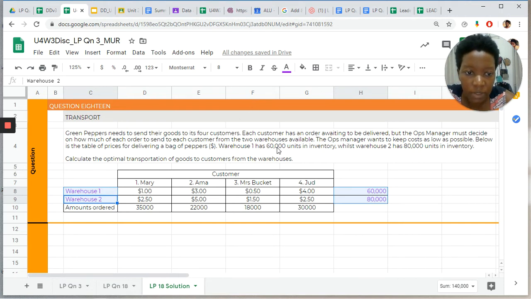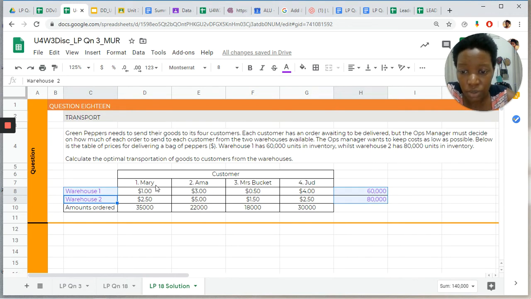Okay, now each customer has an order waiting to be delivered. This is as per the question. But the ops manager must decide on how much of each order to send to each customer from the 2 warehouses available. So it's possible that you could send to your customer from both warehouses if that's the optimal thing to do. So we could split Mary's order and send some from warehouse 2, some from warehouse 1 if our solution says to do that. And our ops manager needs to figure out what the optimal solution is.